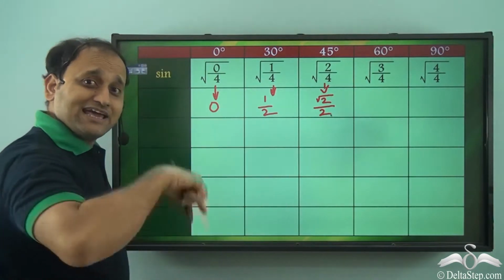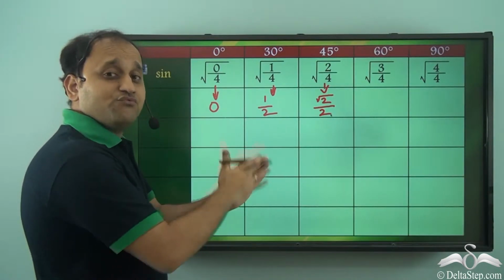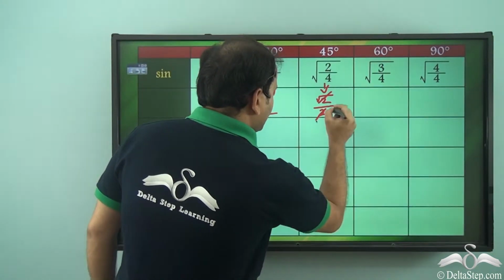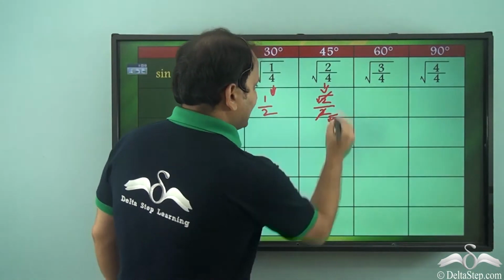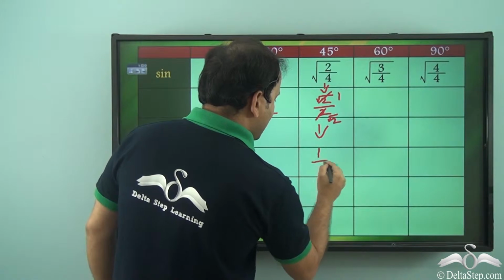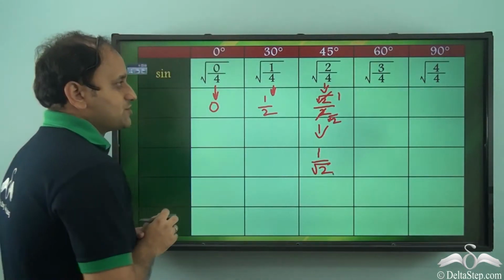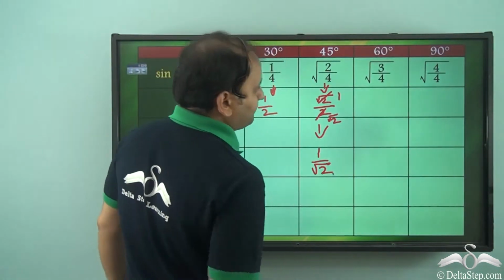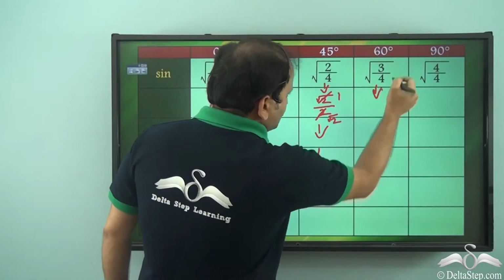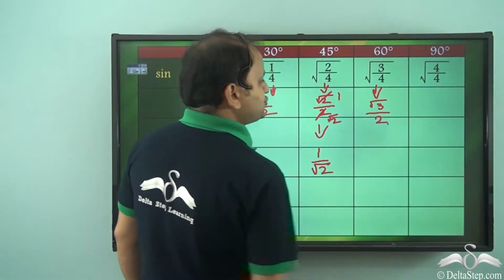Root 2 into root 2 is 2, right? Because this is square root of 2. So if we multiply square root of 2 with square root of 2, we get 2. So root 2 into root 2 is 2. So this can be written as 1 by root 2. Now let's move to sine 60 degrees. So we have root 3 by 4. Again root 3 will be a decimal number. So we'll leave it as it is and root of 4 is 2. So this will be root 3 by 2.